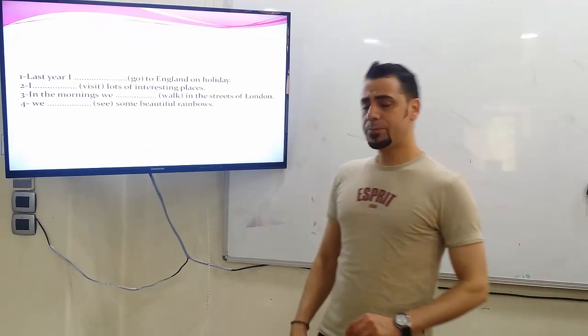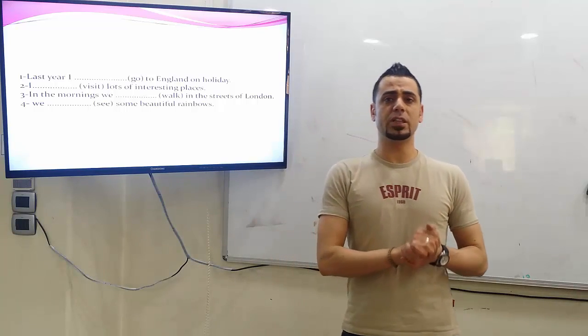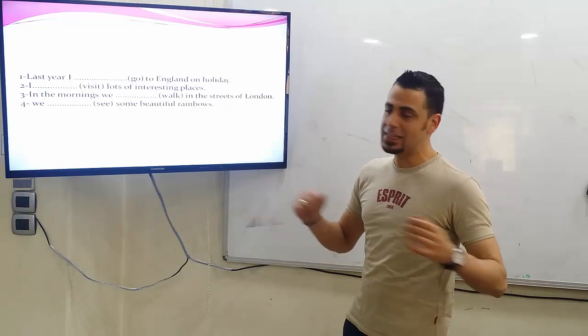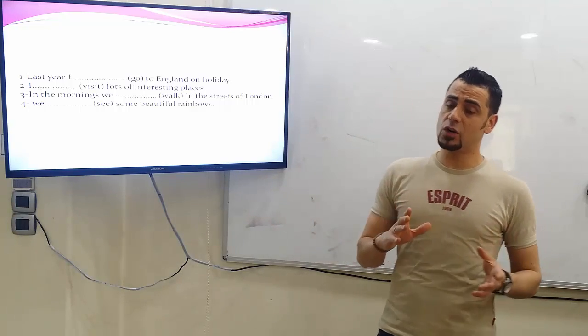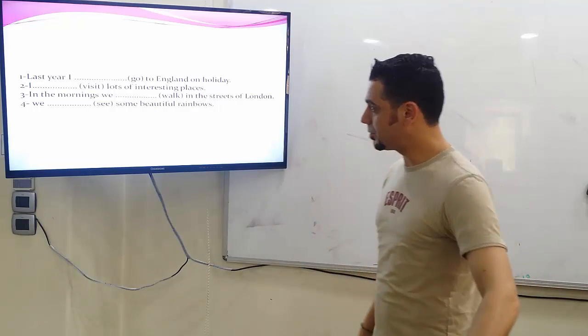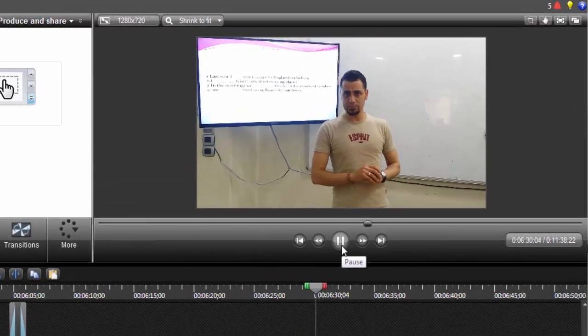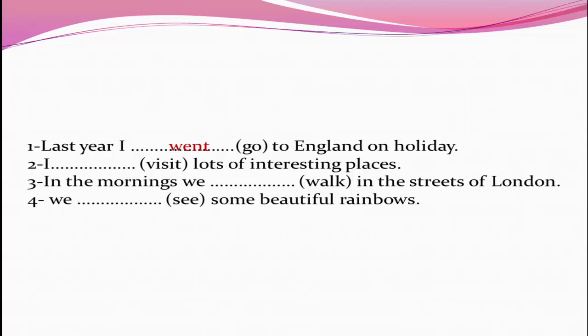Now here we go. As you can see now, we have an exercise. I need you to put this verb in verb 2. For example, last year, simple past, last year, I go to England on holiday. I don't say I go, I say I went. So as usual now, pause the video, change the verbs, and here you go. Are these your answers?